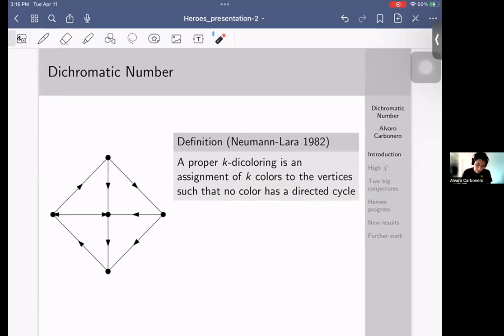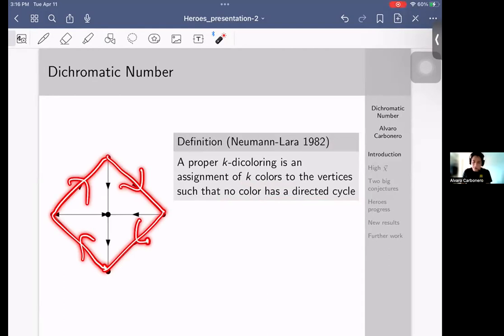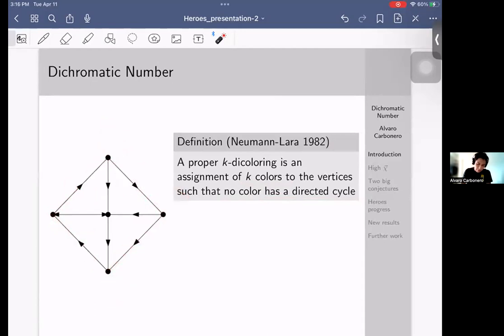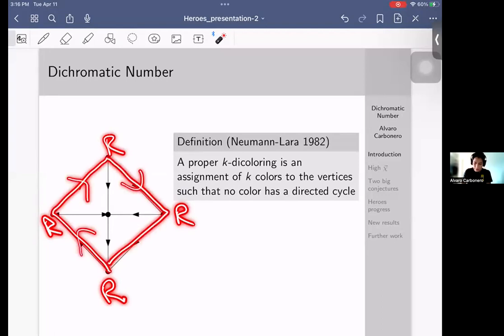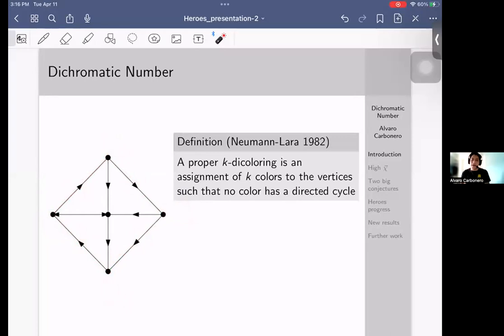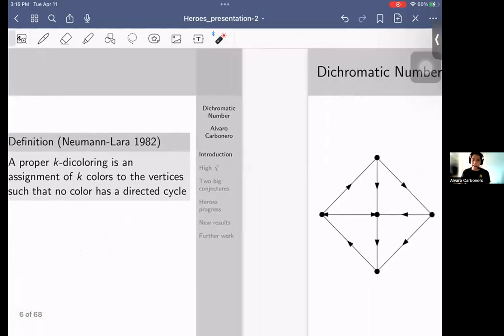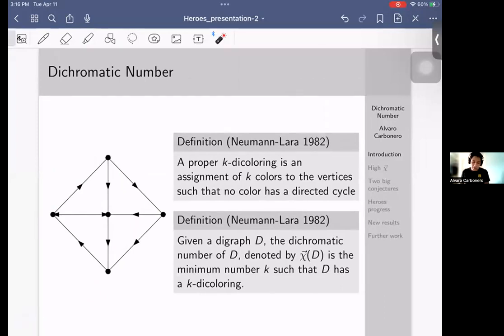So let's see an example of that here. As you can notice, the vertices outside create a cycle. So it would not follow the definition for us to give all of these vertices the same color, because then that would be a monochromatic cycle, and that's not allowed. So we are asking then for a way to split the vertices such that each part has no cycles. In normal colorings, it was splitting the vertex set such that each part has no edges. Now it's splitting the vertex set such that each part has no cycles. And in the same way, we can define the dichromatic number, which is the minimum number K such that D has a K dicoloring.